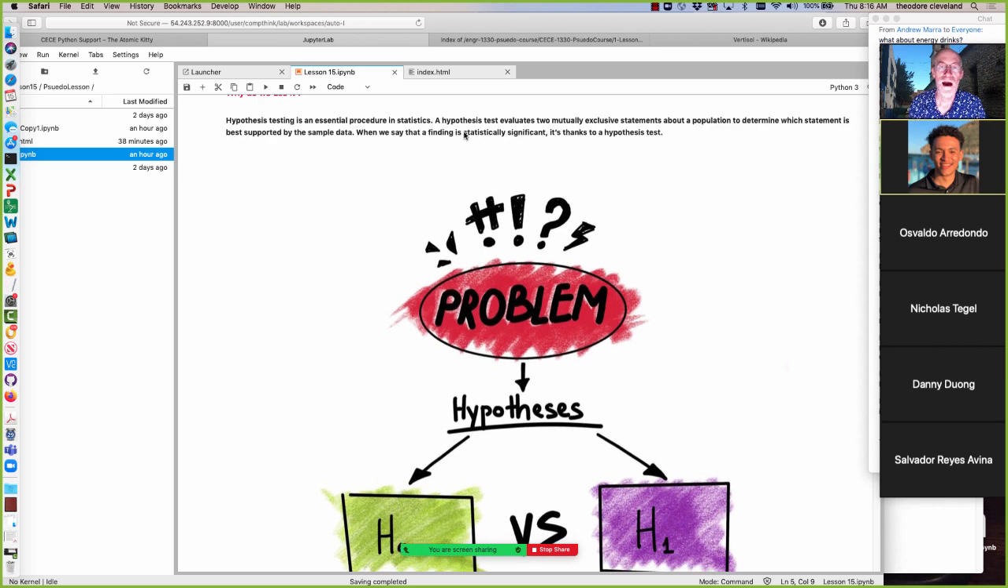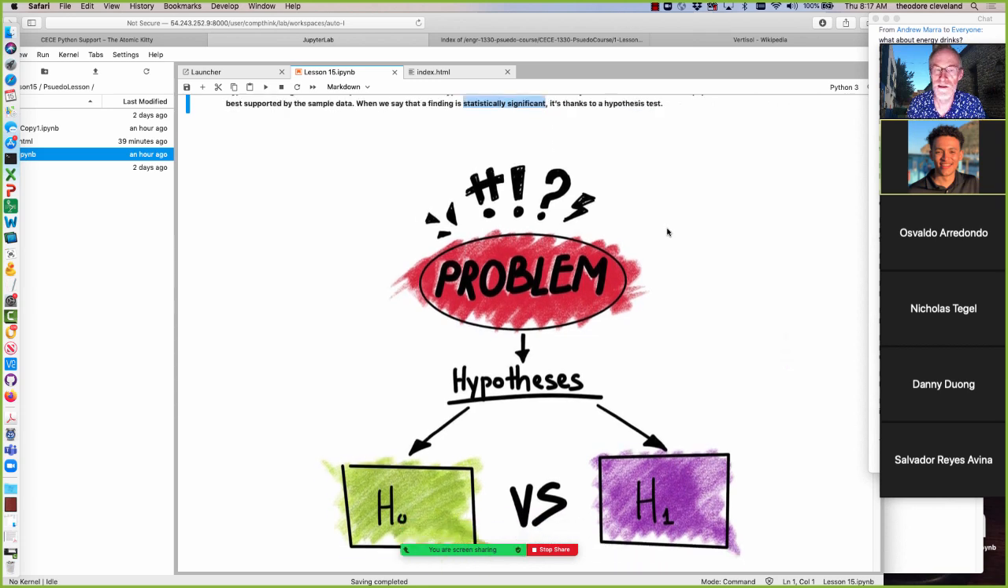And we're going to introduce the word significant to you in a different context than perhaps you're used to. We say that a finding is statistically significant. When we state that, that's because of a hypothesis test. And statistical significance has a fairly precise meaning that we'll get to shortly.